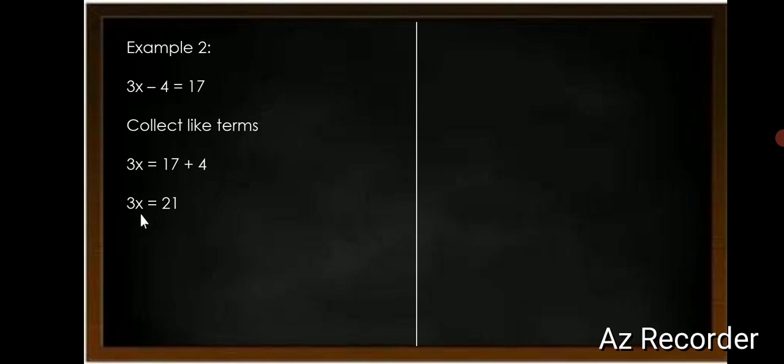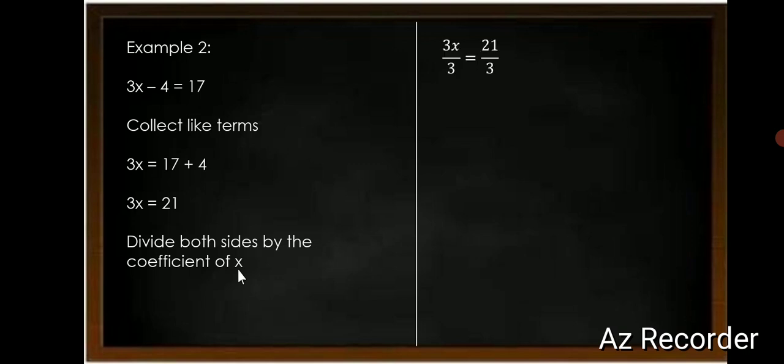So at this step in mathematics, we'll divide both sides by the coefficient of the variable which we are solving for, which is x in this case. So dividing both sides by the coefficient of x, which is 3, we'll have 3 cancelling 3 to leave us with 1x, which we can also write as x. And we'll have 3 dividing 21 to leave us with 7. So x equals 7.